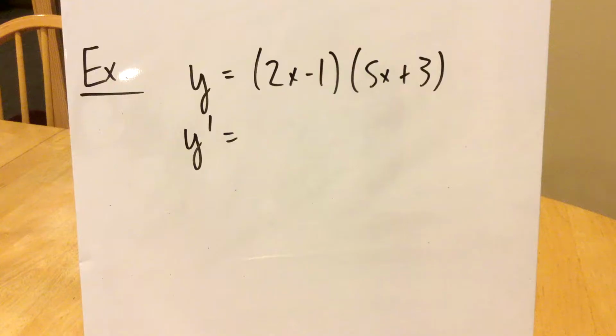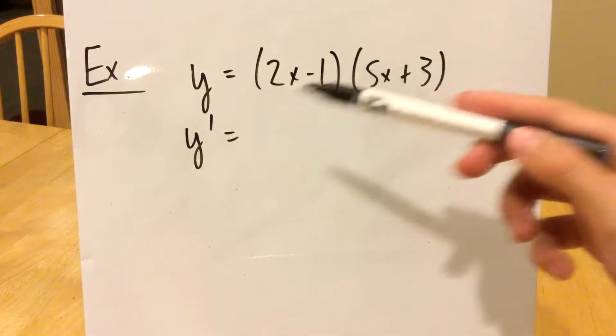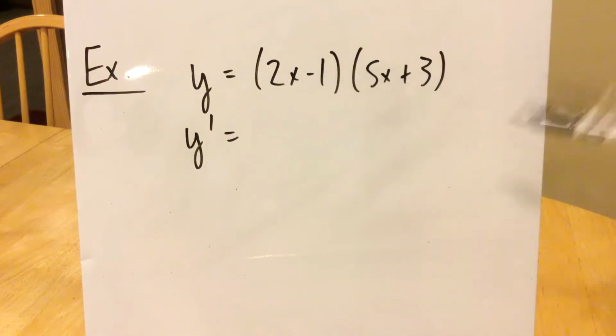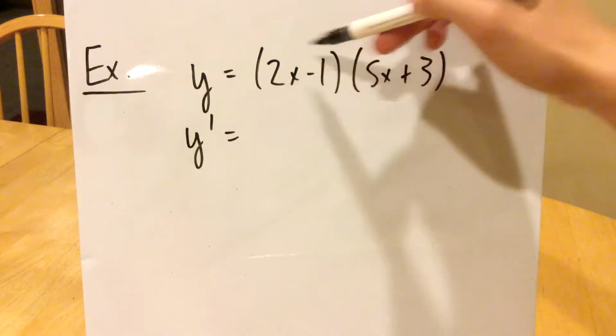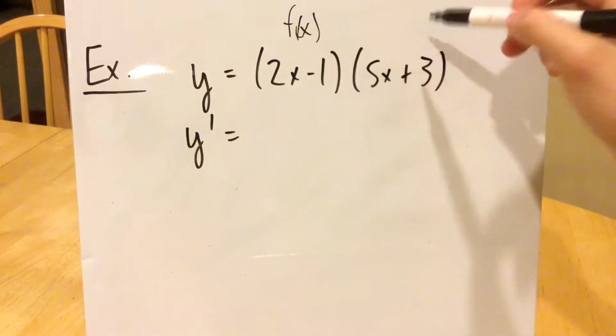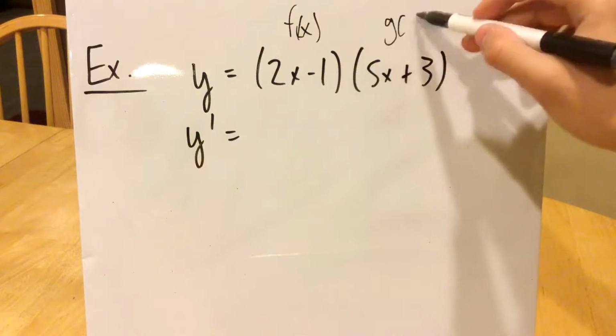Alright, so now since we reviewed the formula for the product rule, let's do this example problem here. So we have y is equal to 2x minus 1 times 5x plus 3. So basically what I would first do is recommend that you choose an f of x and a g of x to represent your equation. So just to make this a little bit easier, I'm going to write this 2x minus 1 is going to be my f of x right here, and this 5x plus 3 will be my g of x.